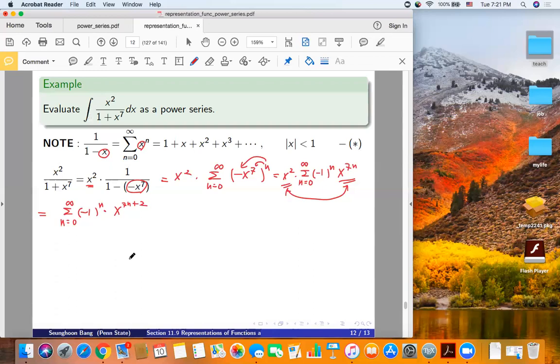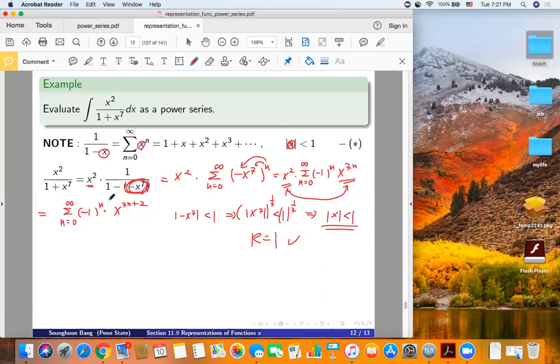We have it. Next, you need to find the radius of convergence. How can you do that? You plug the common ratio, negative x to the 7, into here and solve. It's the same as taking the power 1 over 7 on both sides. We have the absolute value of x is less than 1. So the radius of convergence is 1, it doesn't change.